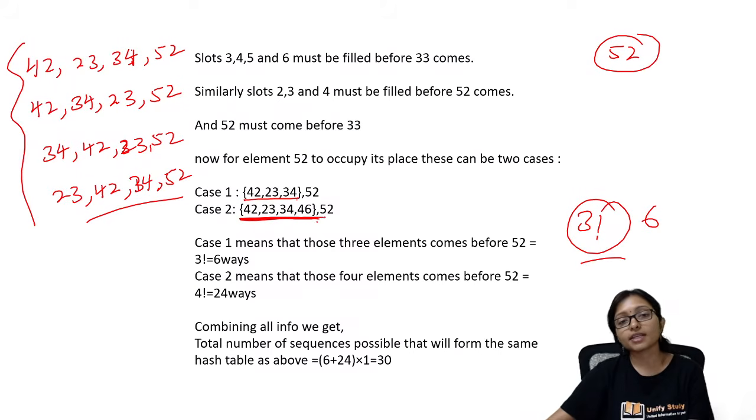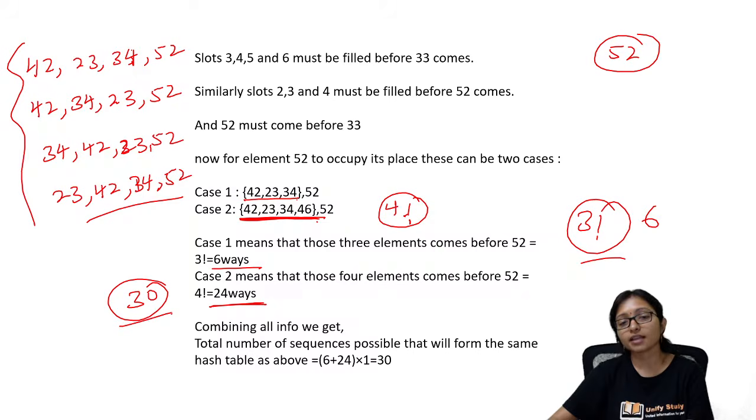If I am taking this combination, then how many ways are there? 4 factorial ways are there. That's why, what is the total coming? From here 6 ways, from here 24 ways, that is a total of 30 ways.